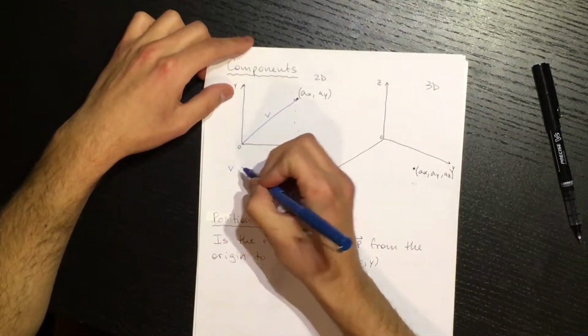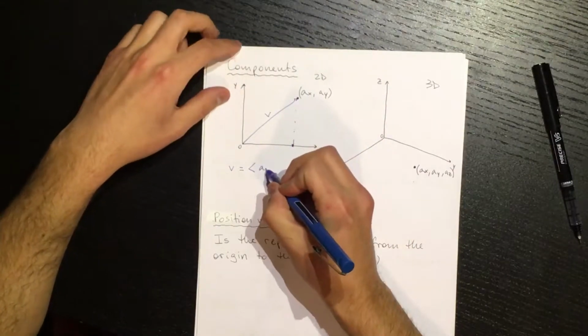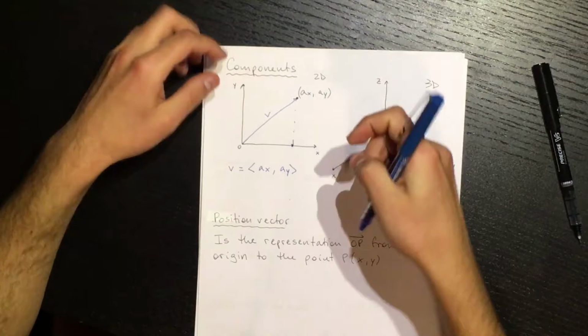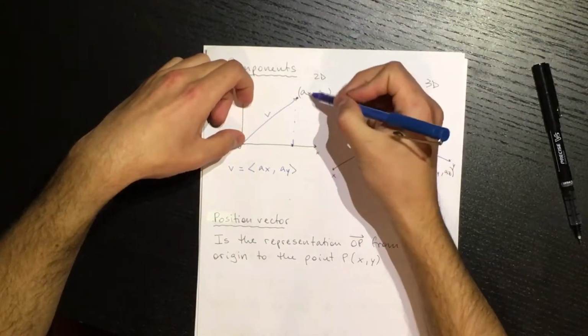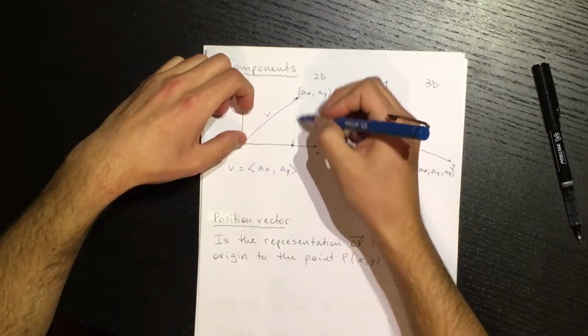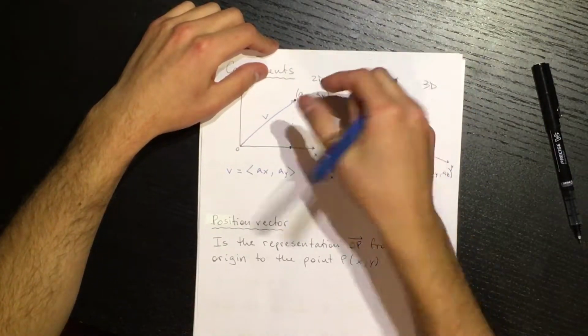So in this case, V is going to be AX, AY, component AX to the point AX, and AY to the point AY.